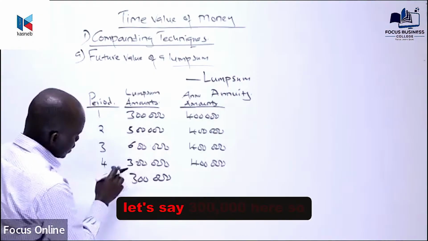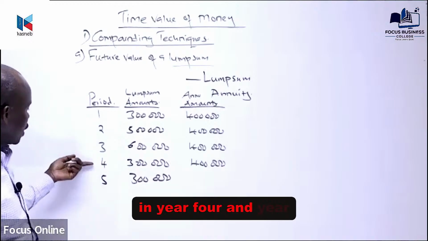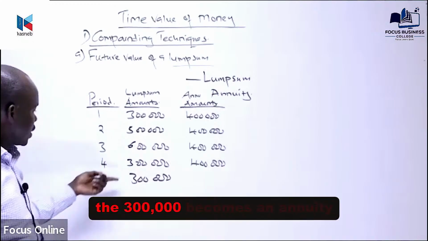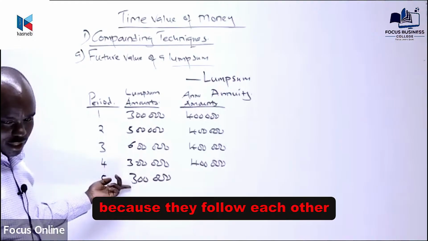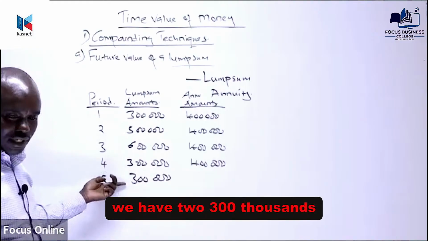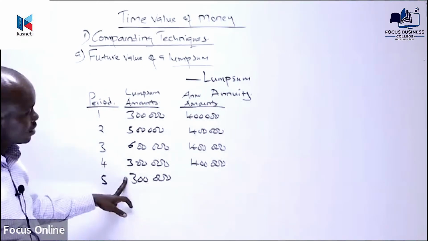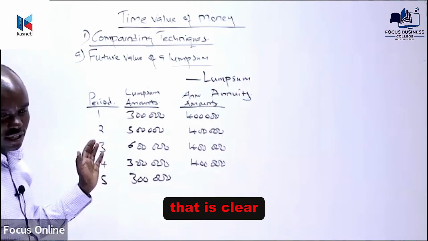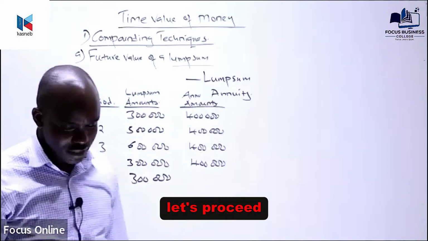Let's say 300,000 here. So in year 4 and year 5, the 300,000 becomes an annuity because they follow each other. We have two 300,000s that follow one another, so they are annuities. I want to believe that is clear. That's okay? Okay, fine, let's proceed.